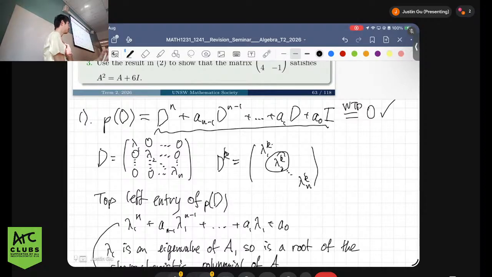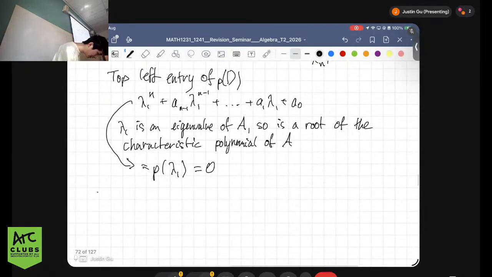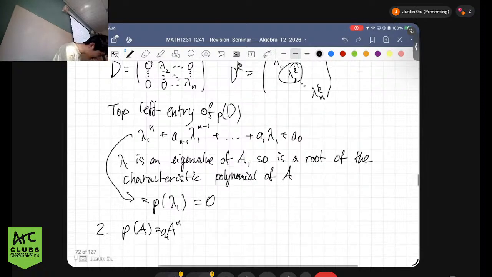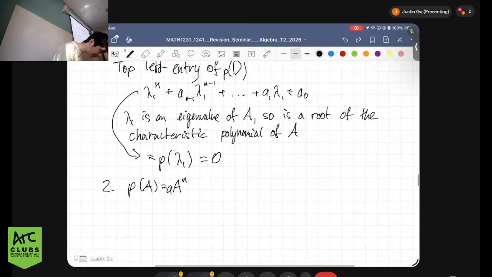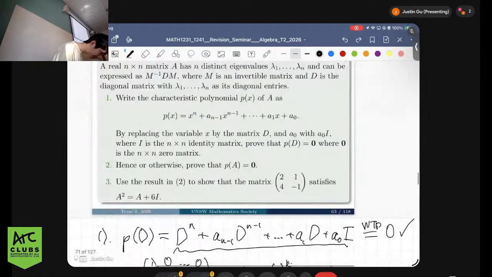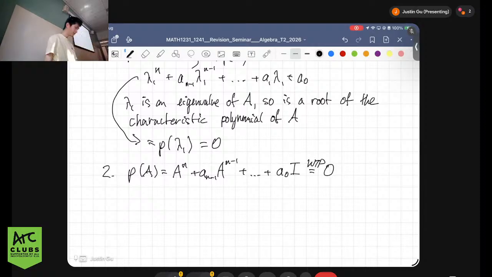Are we all good with that so far? Okay. Hence or otherwise prove P of A equals 0. Okay, so what do we want? We want P of A. We know that that's equal to A to the power of n, plus, we want to show that this thing plus dot dot dot plus a0 I is equal to the 0 matrix. Want to prove this.